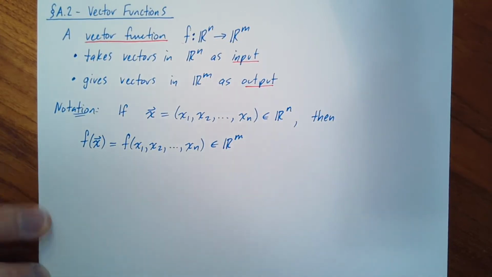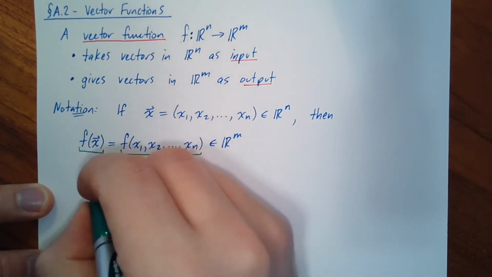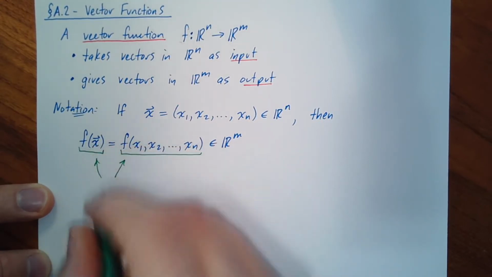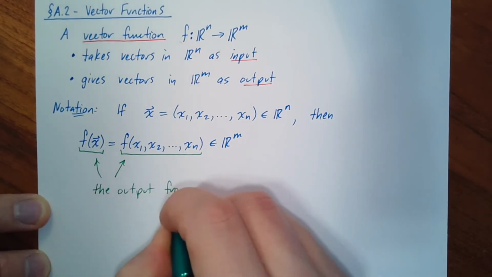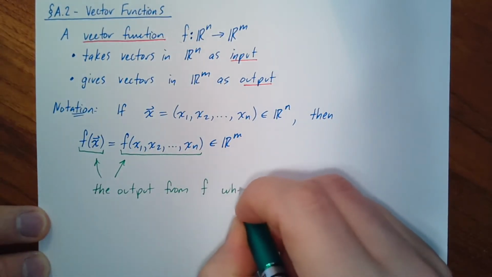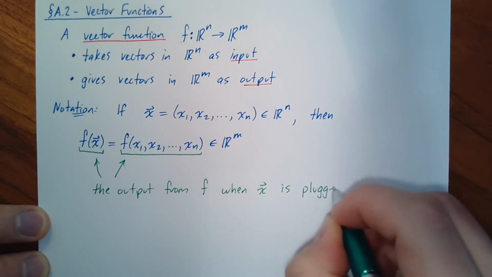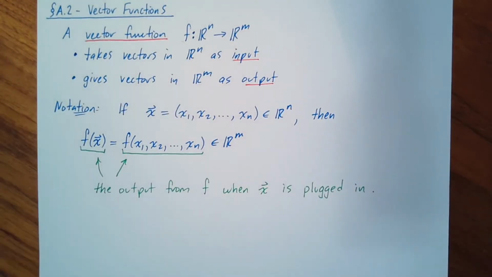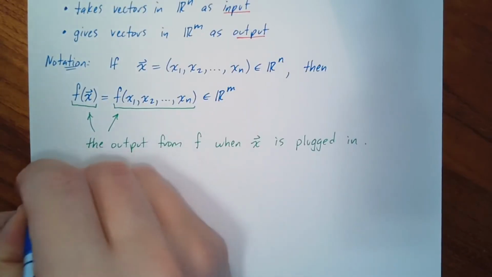Okay, so what either of these notations mean are the output from the vector function f, I'll just write from f, when the vector x is plugged in. Okay, so that's just notation. Let's actually look at an example now. This is kind of a situation where an example is worth a half an hour of explaining sometimes.